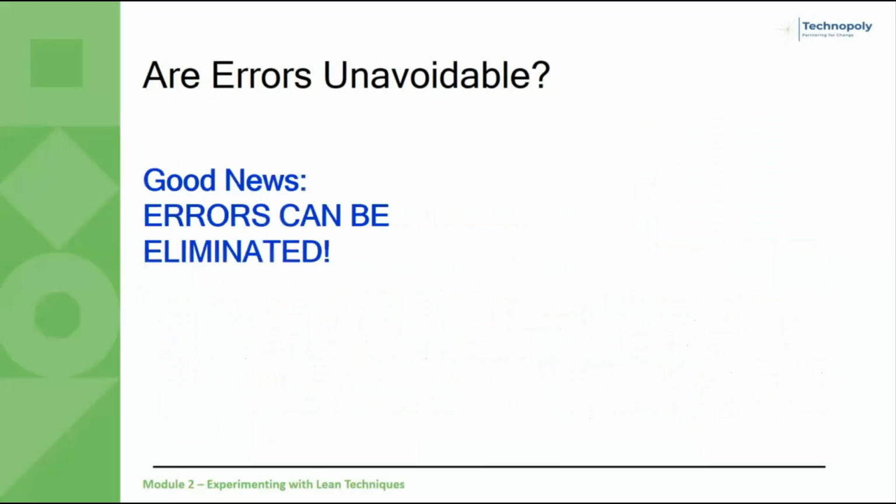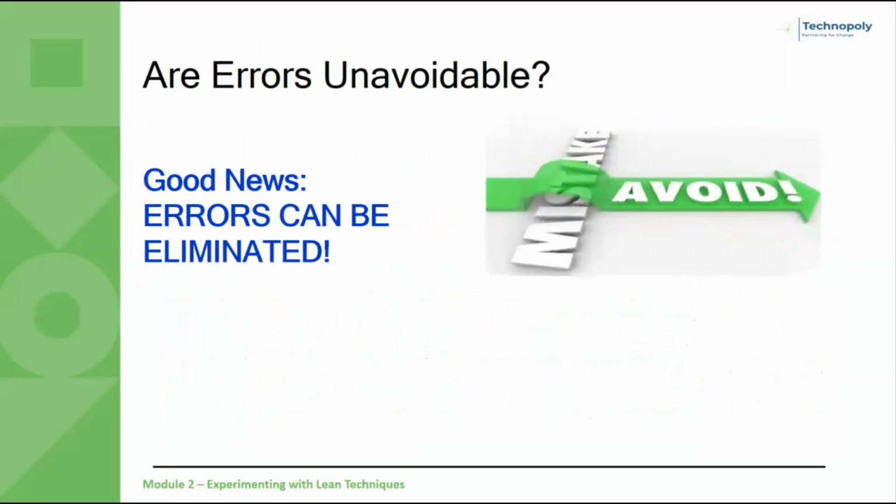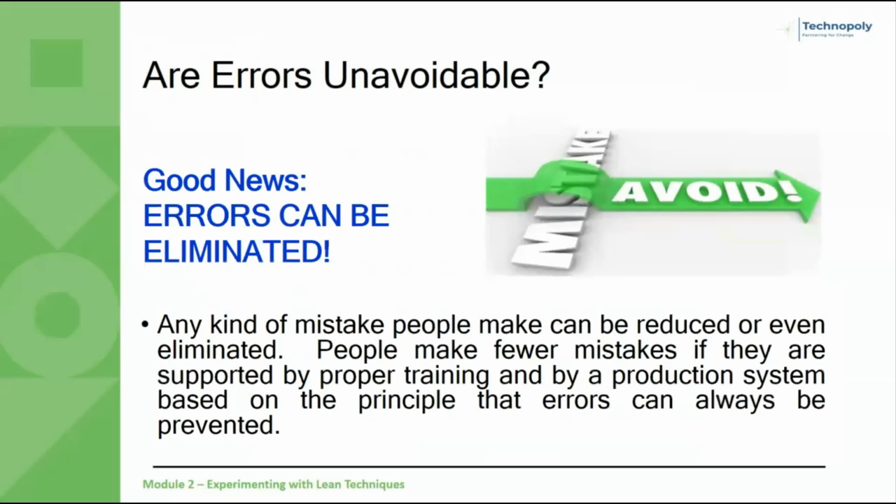But the good news, errors can be eliminated. Any kind of mistake people can make can be reduced or even eliminated. People make fewer mistakes if they are supported by proper training and by a production system based on the principle that errors can always be prevented. We need to keep in mind that even though we cannot avoid it, we can still eliminate it.